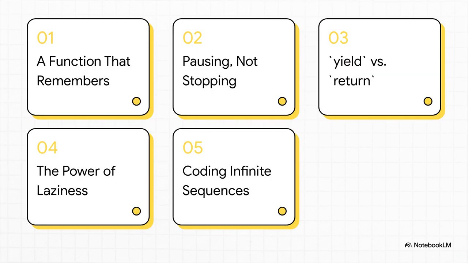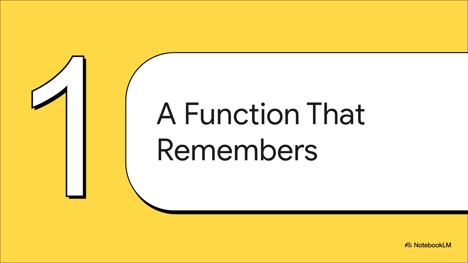So here's our game plan. First, we'll unpack what makes a generator a function that remembers. Then, we'll get into how it actually pauses instead of just stopping. We'll put the all-important yield keyword head-to-head with return. After that, we'll discover why being lazy is actually a generator's superpower. And to wrap it all up, we're going to code something that seems impossible, a sequence that goes on forever. All right, let's get into it.